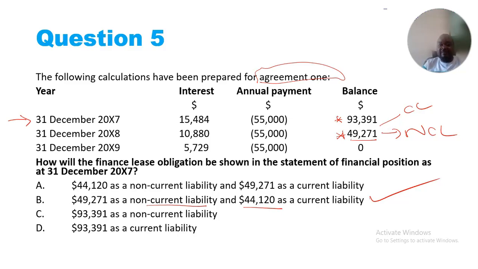So let us verify the difference between 93,391 and 49,271, and you can see that that's the current liability. So it's very, very simple. These things are very interesting.